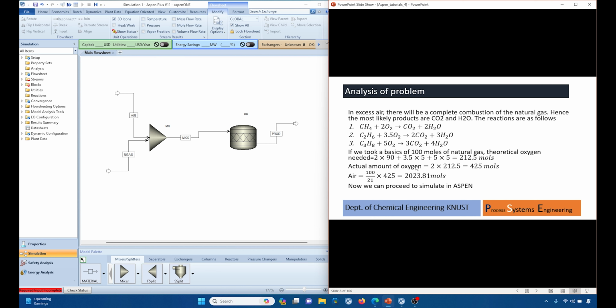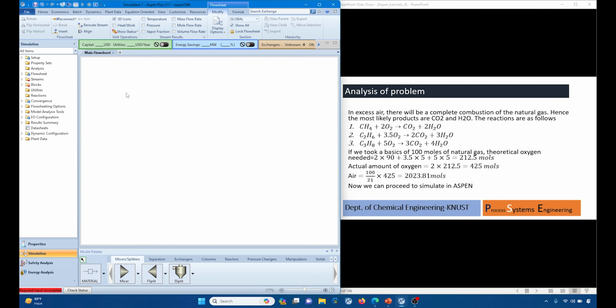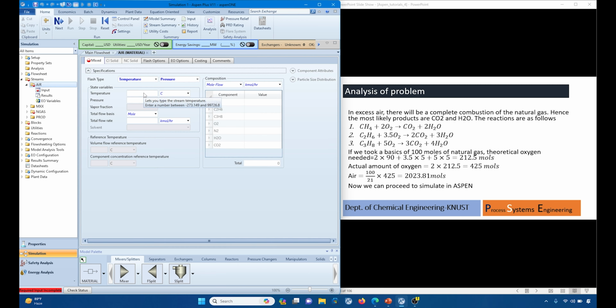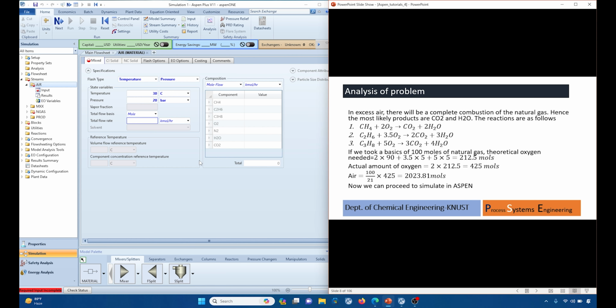To determine the actual amount of oxygen, or the excess oxygen, we multiply our theoretical value by the excess fraction of 200%. That helps us determine the actual amount of oxygen. Then based on the proportions, we determine the flow rate of air that will give us this required amount of oxygen. Based on this, we go back to our simulation and specify the material streams, the operating conditions for the reactions, the pressure, and the flow rate of air. So calculated 20.